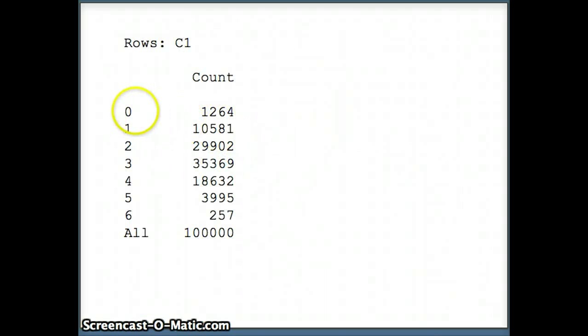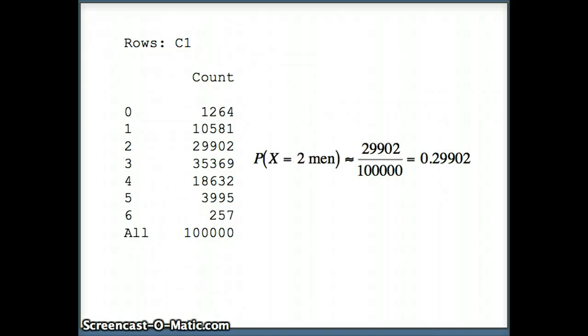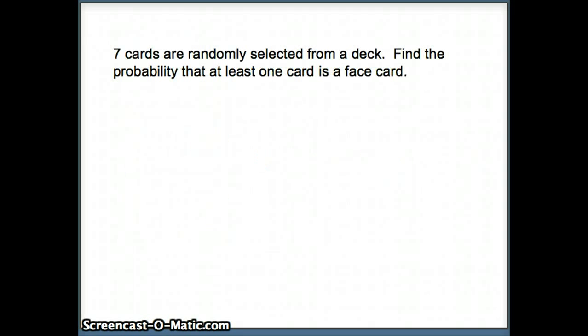Looking at the table, 0 men happened 1,264 times. 1 man happened 10,581 times. But the interesting one is here. 2 men, which would mean 2 men and 4 women, since 6 are being chosen, happened 29,902 times. And this gives us a chance to go ahead and get an approximate probability. Our relative frequency of success for 2 men, which of course implies also 4 women, 29,902 divided by 100,000, or 0.29902, which is very close to our original theoretical probability.